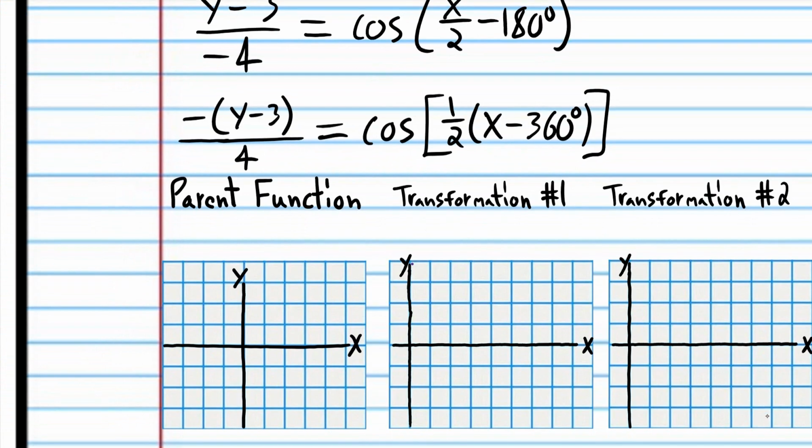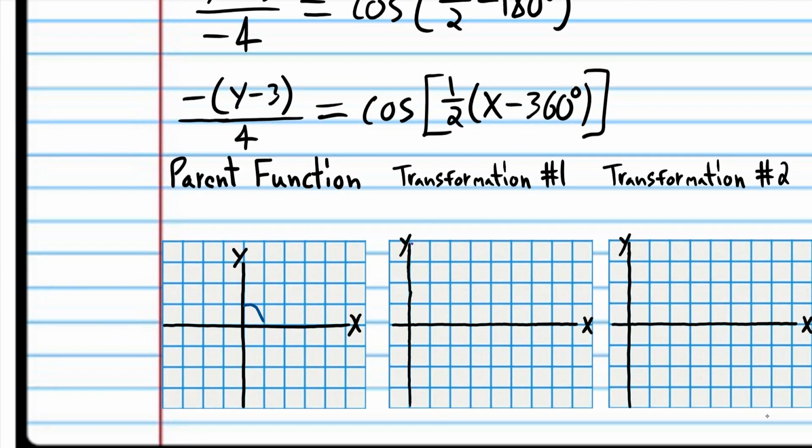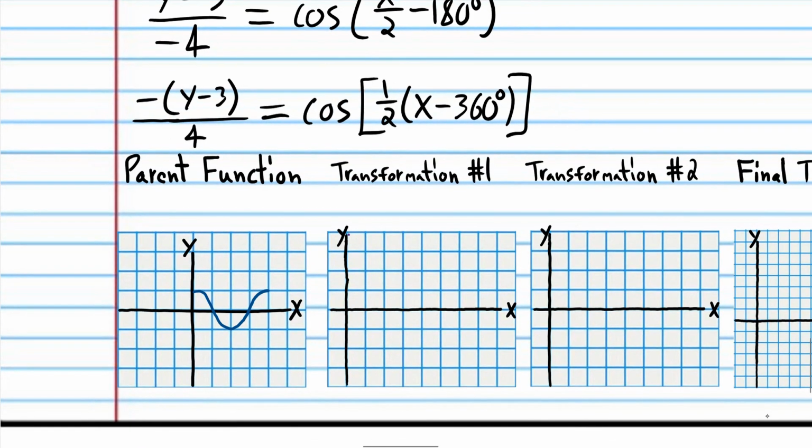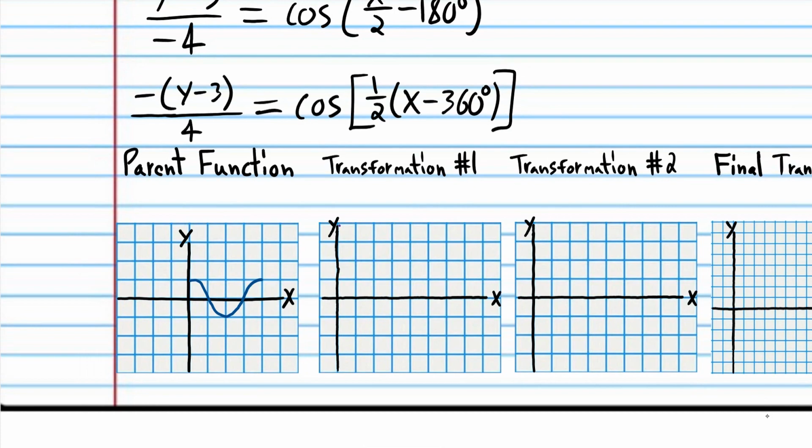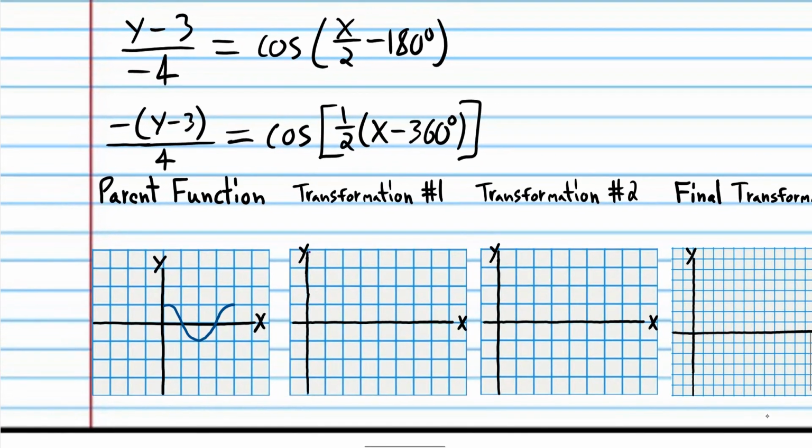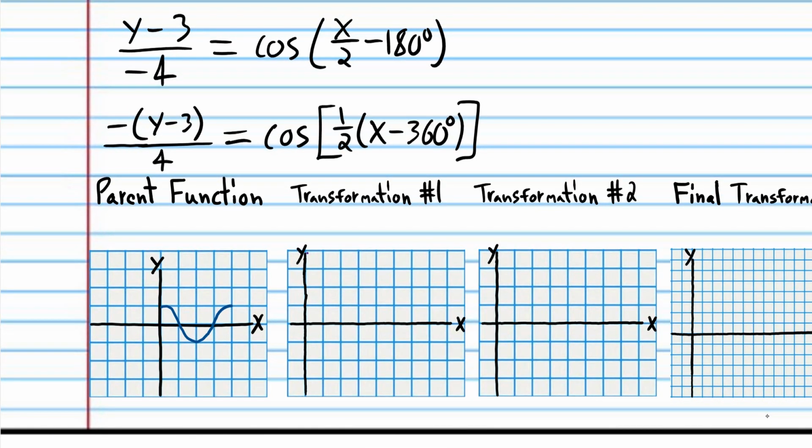So the cosine curve looks like the following. It's the same as the sine curve. The only difference is it's shifted 90 degrees to the left. So that is y is equal to cosine x.